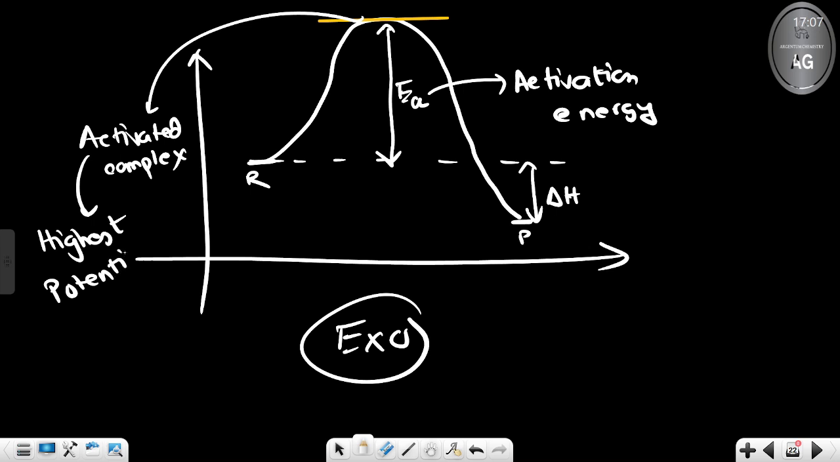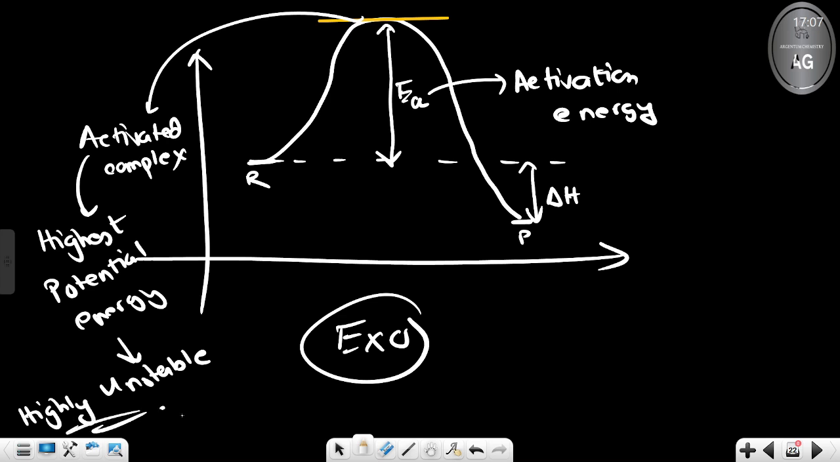Highest potential energy. If it is having high potential energy, then it will always try to lower it. So this is a highly unstable state. Activated complex, highest potential energy, highly unstable state. So this is seen for a very small fraction of time.